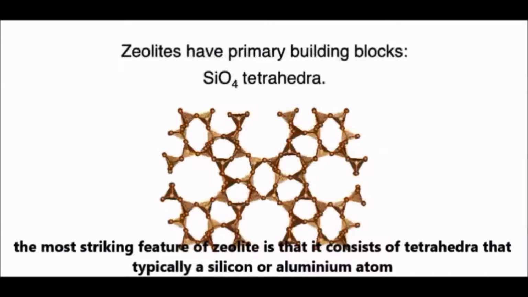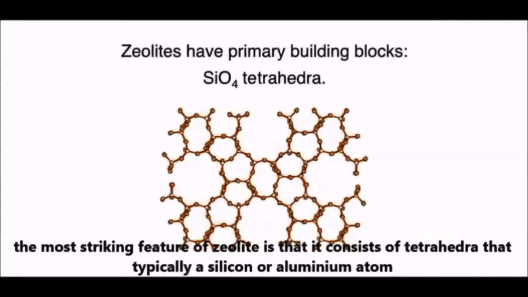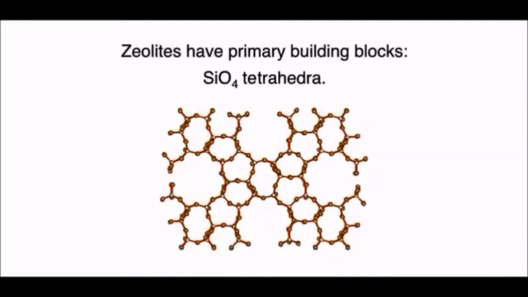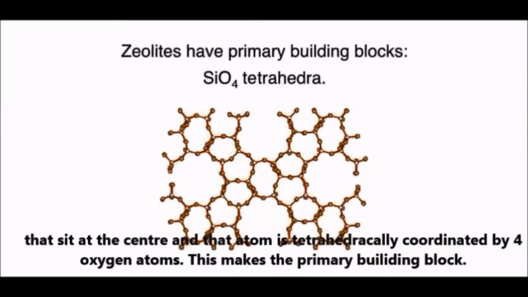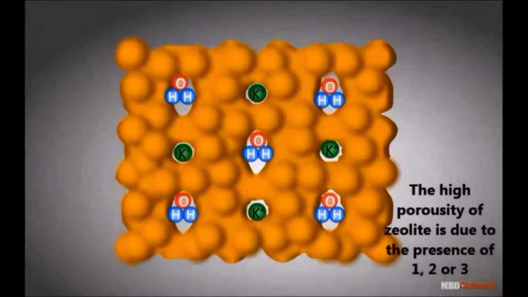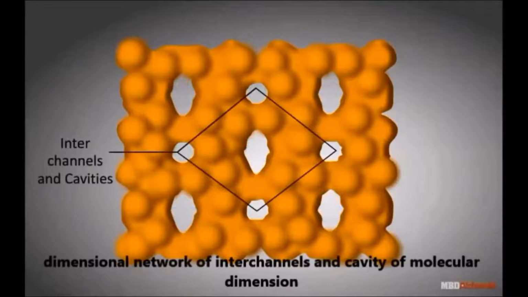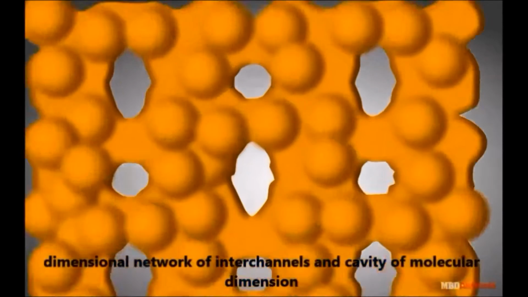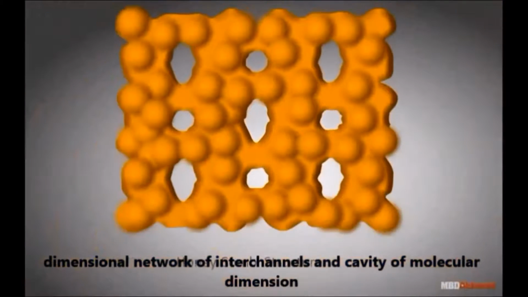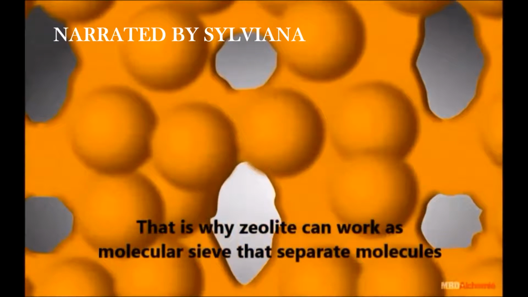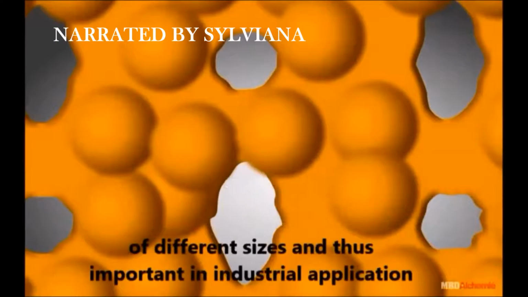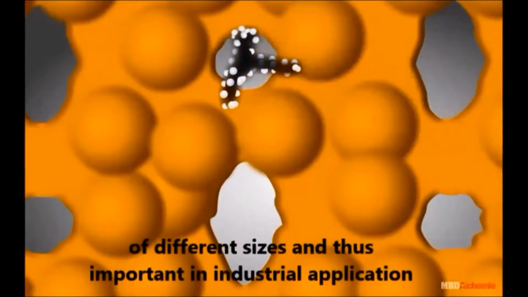The most striking feature of zeolite is that it consists of tetrahedra, typically a silicon or aluminium atom that sits at the center, and that atom is tetrahedrally coordinated by 4 oxygen atoms. This makes the primary building block. The high porosity of zeolite is due to the presence of a 1, 2, or 3-dimensional network of interchannels and cavities of molecular dimension, and this gives them a honeycomb structure. That is why zeolite can work as a molecular sieve that separates molecules of different sizes and thus has important industrial applications.